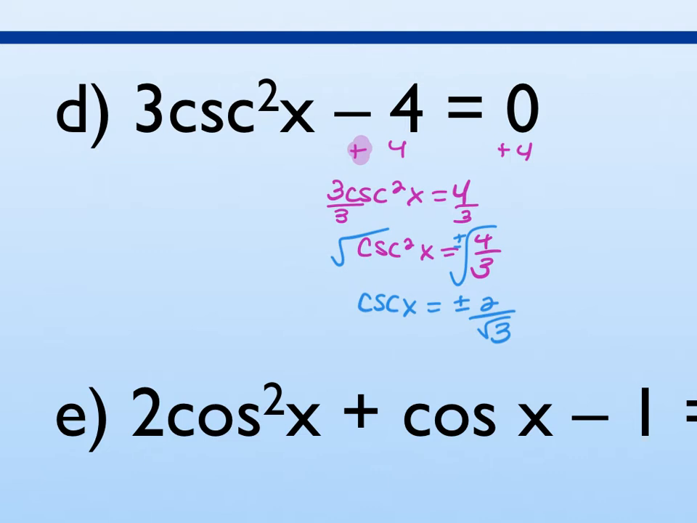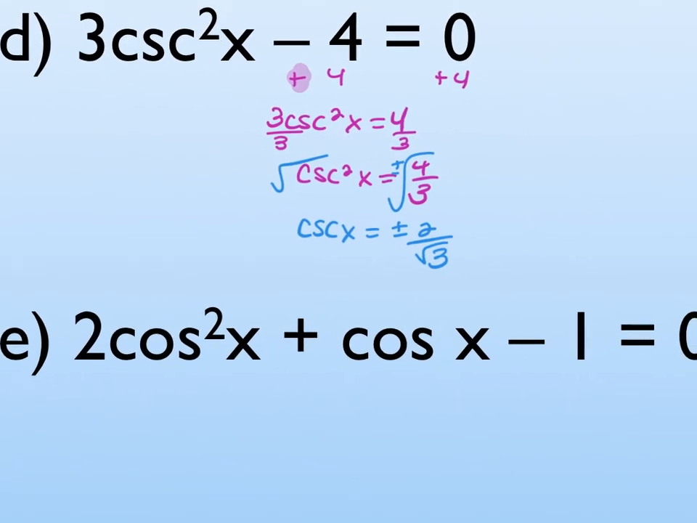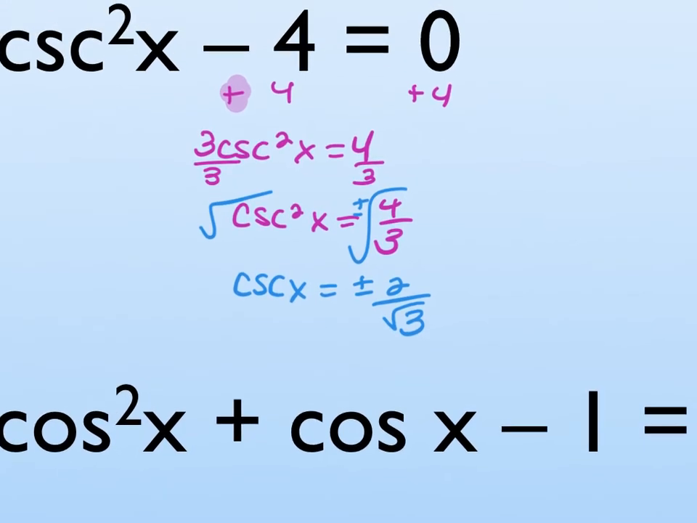Now before you rationalize, this is a reciprocal function, right? What's the reciprocal of cosecant? Sine. So flip it, because otherwise you're going to have to rationalize the rationalized thing. So this becomes sine of x equals plus and minus root 3 over 2. So flip the reciprocal, flip the function, flip the fraction.